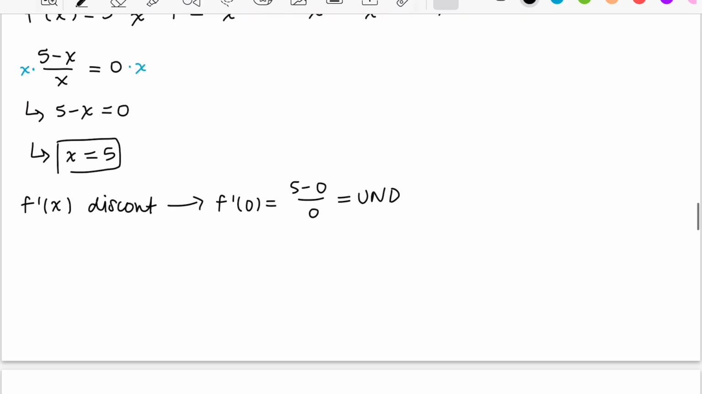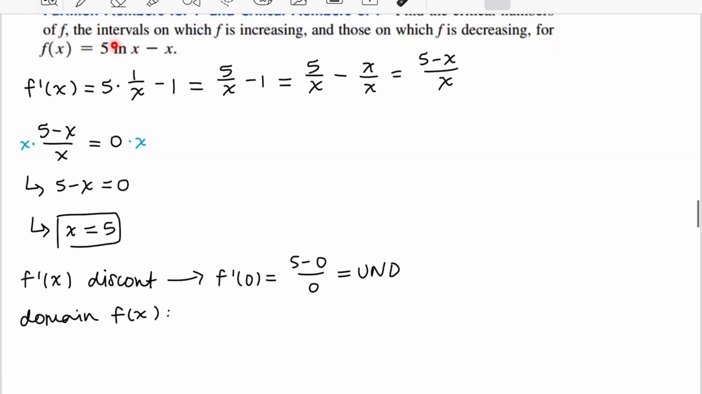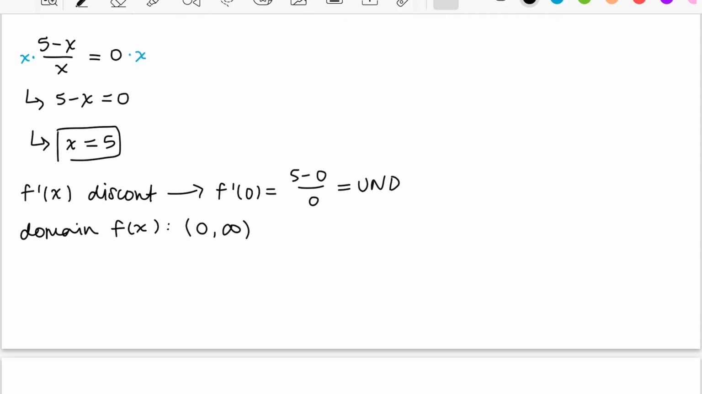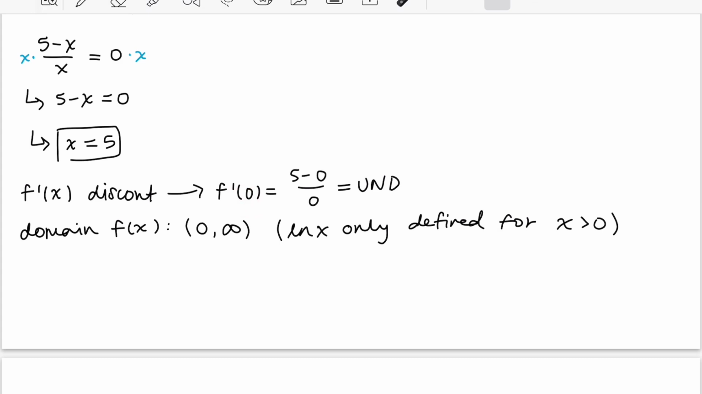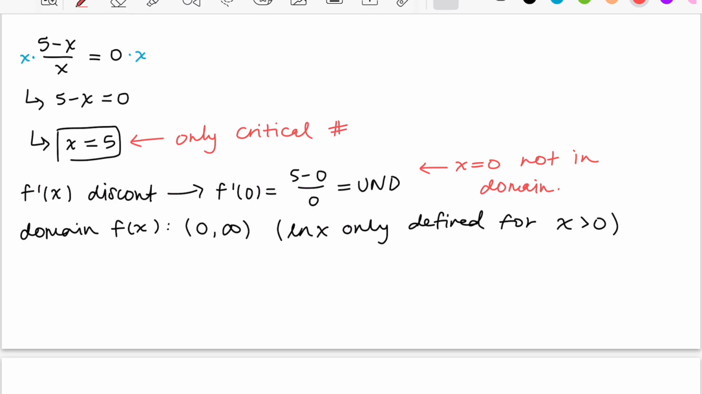again, we have to look at the domain of our function. We have a natural log function, and this natural log is only defined for x values greater than 0. I'll write that here. So this means 0 is not in our domain. So x is equal to 5 is going to be our only critical number in this case.